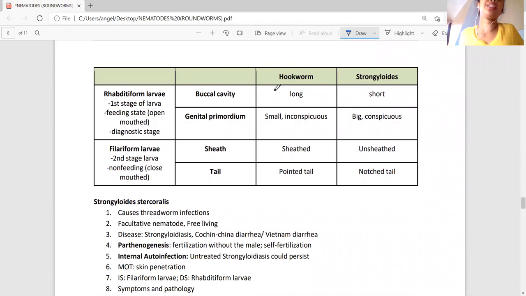So, for class, the differentiation of your rhabditiform and filariform. So, class, yung rhabditiform feeding stage, so naka-open yung mouth, ang cute, at mas maliit. Filariform, it's longer and it has closed mouth. So, the buccal cavity of your hookworm is longer, however, the genital primordium is small. So, opposite. So, the filariform larvae is sheathed. And pointed tail, sa strongyloides naman, notch tail. Please, huwag kakalimutan yan, okay?